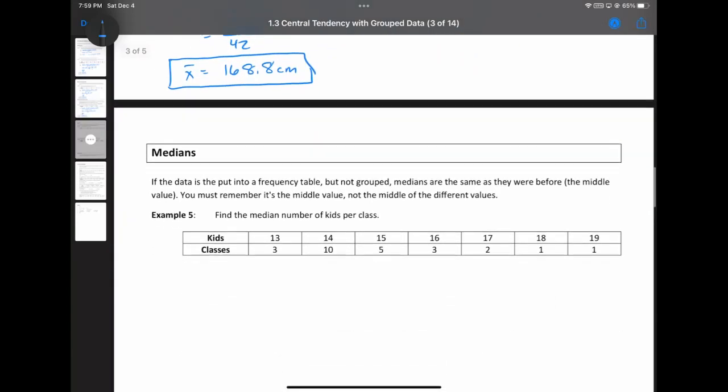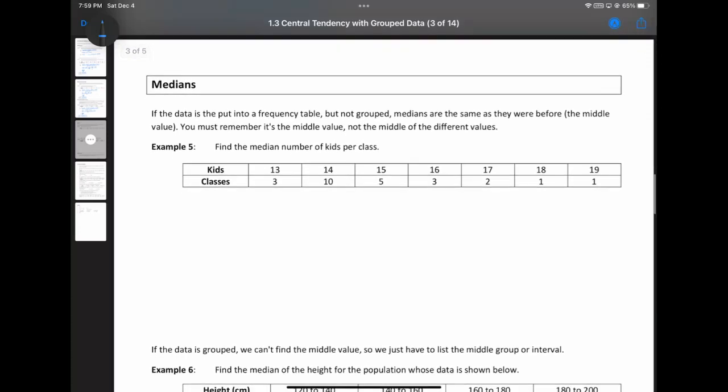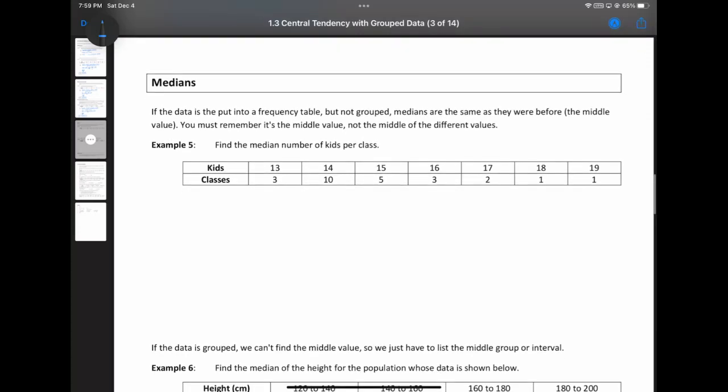Medians. Medians are easy. You list all the numbers in order. You tell me which one's in the middle. Now this one's a little bit different when we do it with frequency tables like this, or with interval tables, I should say. What we really need to do is look at it and say, how many total classes are there? Sorry, I was looking at that backwards. I said the right thing, but my brain was going backwards. So we want to find the median number of kids in each class.